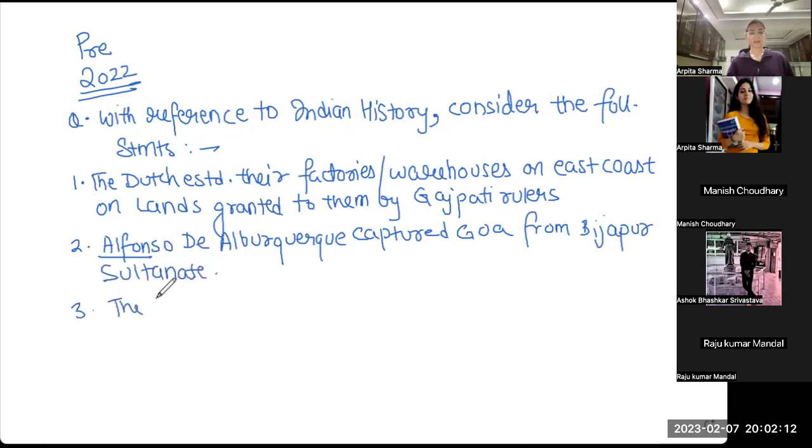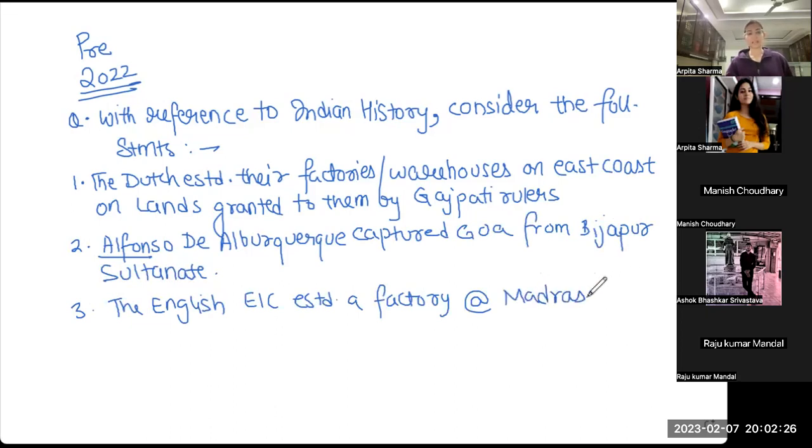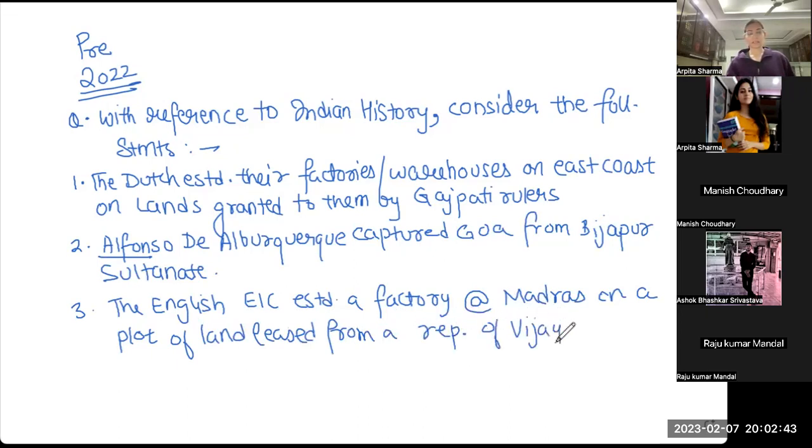Third statement: the English East India Company, that is the British East India Company, established a factory at Madras. Madras was the major post of the English East India Company. You can write down this little information with another ink in your registers. On a plot of land which was leased from a representative of the Vijayanagara Empire. Madras and Vijayanagar Empire, just remember this.